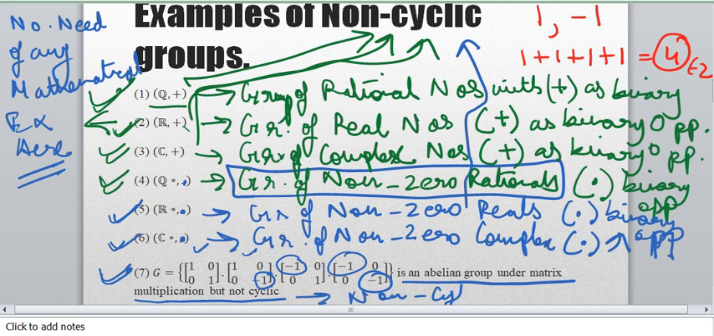Non-cyclic means no generator. We will not get a generator, so this group is a non-cyclic group. But the group is abelian. You can multiply and check that the group will be abelian.